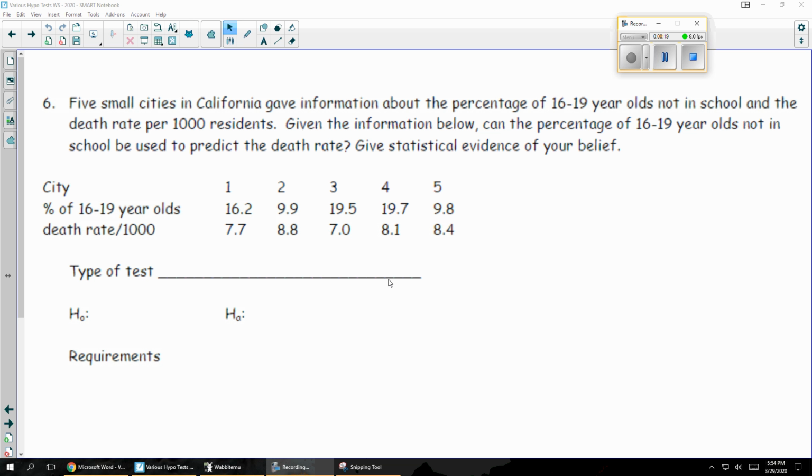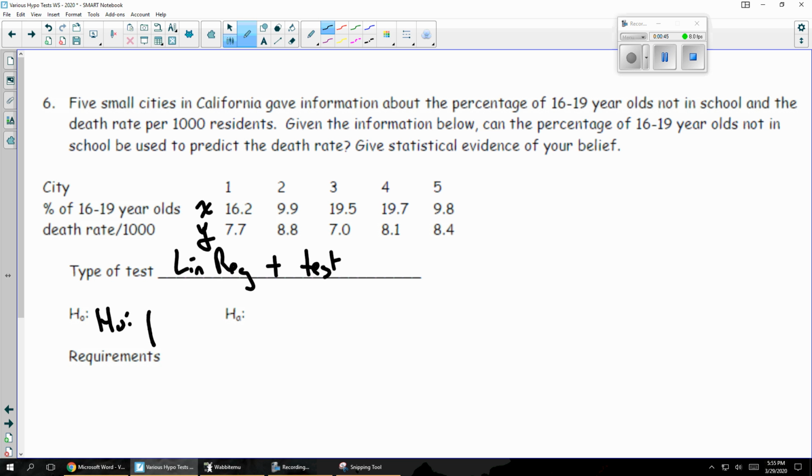Since I want to do a prediction, this is actually a linear regression problem. I want to use the x variable of what we have right here to predict the y variable, what we have right here. So this is going to be a linear regression t-test. My null hypothesis will be that the slope is 0 versus the alternative hypothesis, the slope is not 0. In other words, I could use that information to make a prediction.